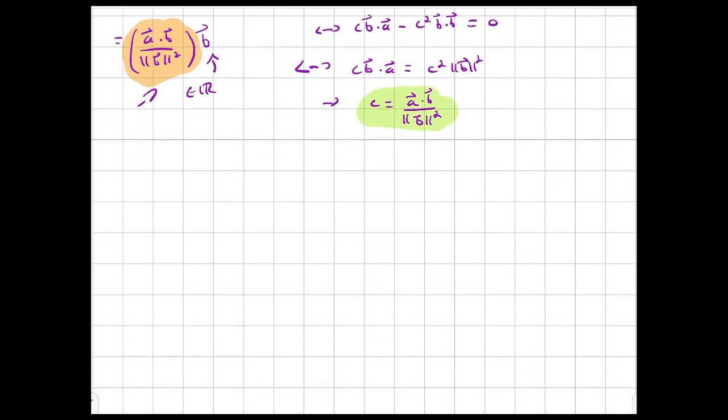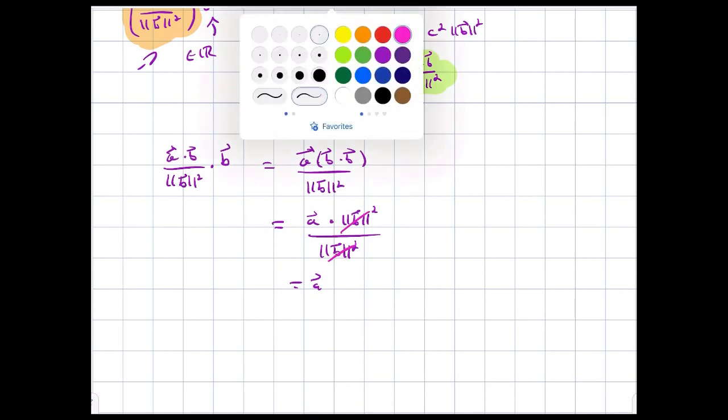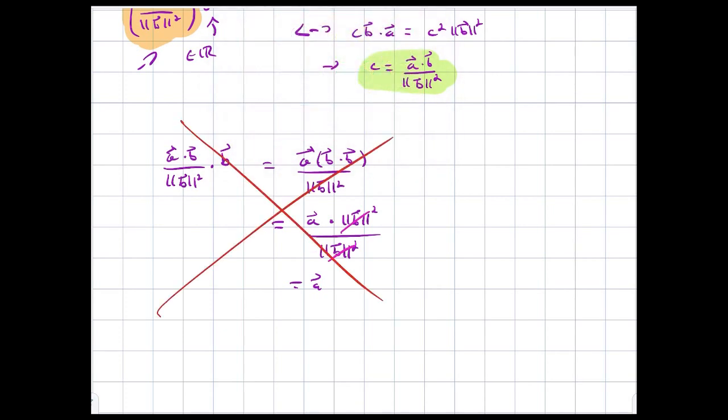Because a lot of people will say, okay, this is actually just A. You say, why is it just A? Well, this is A dot B over magnitude of B squared dot product with B, which is A dot B over magnitude of B squared, which is A times magnitude of B squared, because they group the B's like this, over magnitude of B squared, which is A, after they cancel this, right? And this is wrong. That is not it, right?